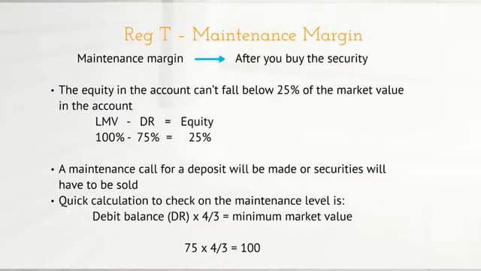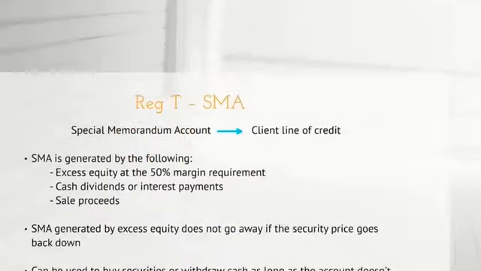Now our maintenance margin is what happens after we buy the security on margin. It's the amount that we have to keep above in order to stay out of trouble in the account. The equity in the account can't fall below 25% based on this formula here, what we just saw for the long margin calculation. And there's a quick way to calculate that. We get our debt balance, the amount that we owe to the broker-dealer, times 4/3 to find out what our minimum market value is to stay out of trouble. So remember, it's the debt balance times 4/3 and you'll get your minimum market value.